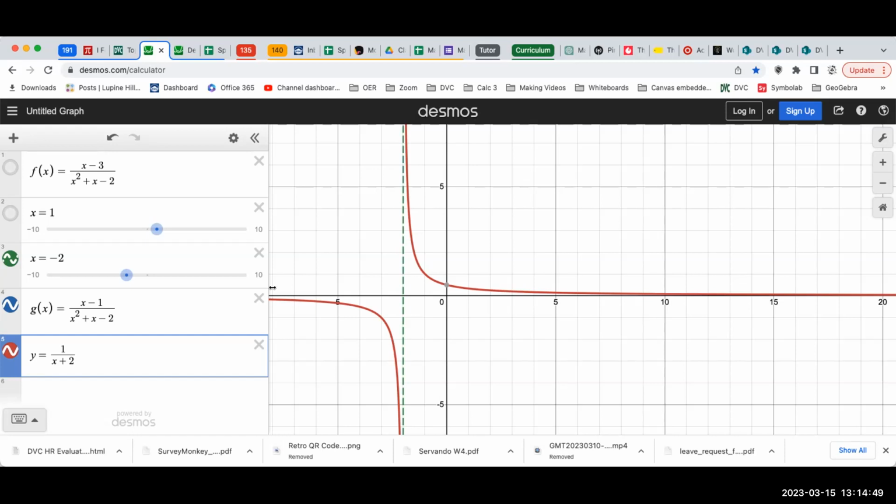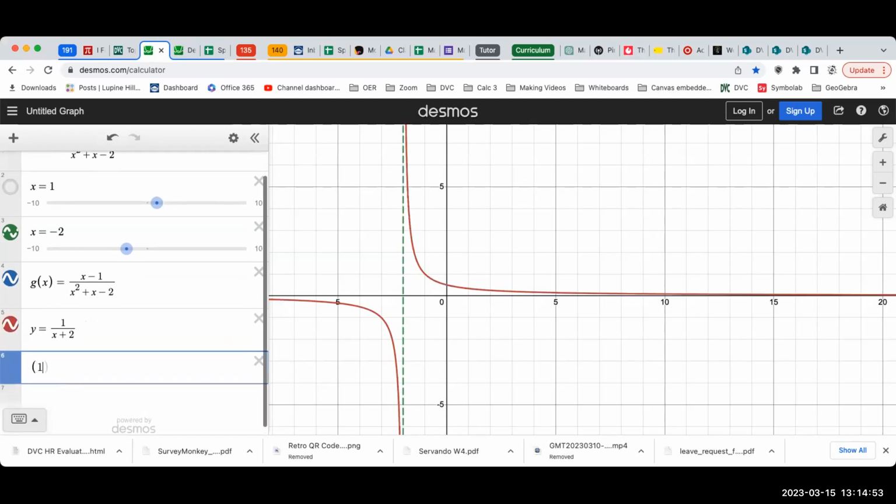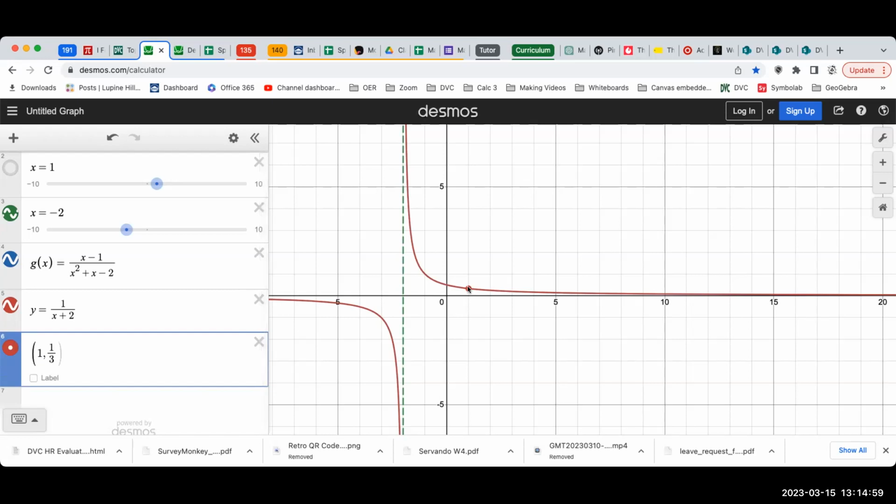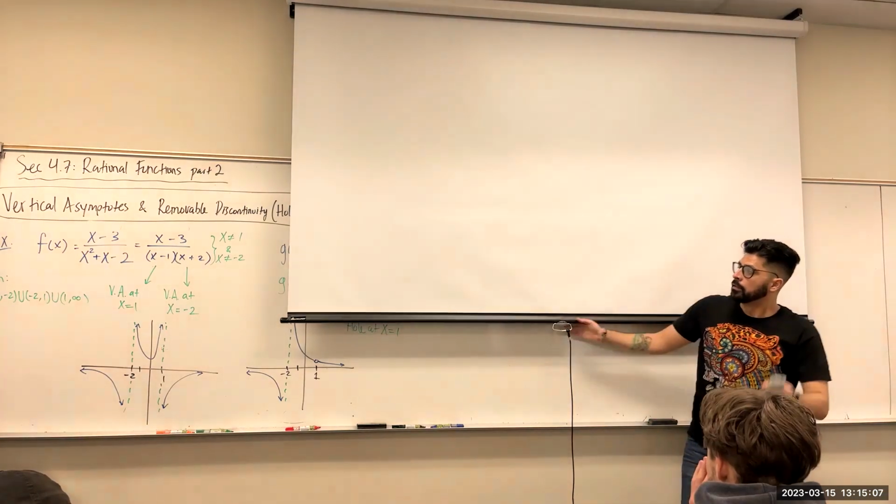What happens if I plug in 1 right there? You're going to get, I plug in 1, and what's the y value that I'll get? 1/3, and look, that's the point right there. That's located there, okay? Why are we doing 1 again?